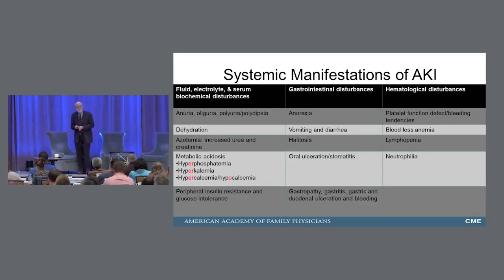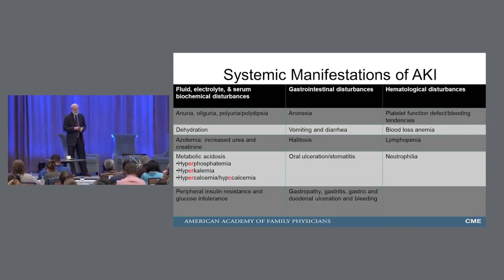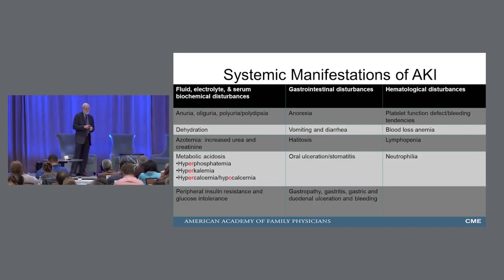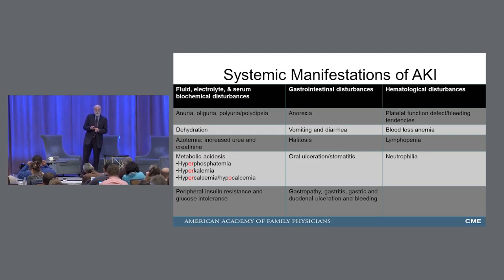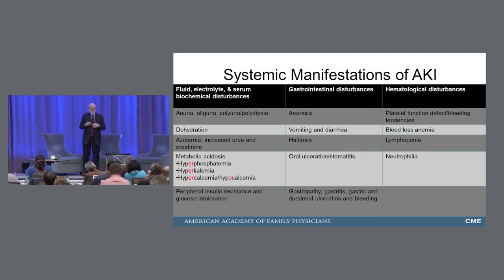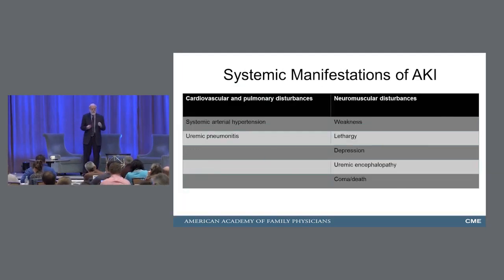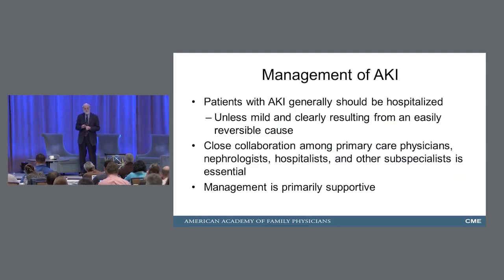It's a good group. You see a lot of electrolyte problems in AKI. It's usually the hypers, not the hypos. Hyperphosphatemia, hyperkalemia, typically hypercalcemia. Patients are dry. You see a lot of GI symptoms, anorexia, nausea, and vomiting. Hematologically, you tend to see almost a pancytopenia. There is hypertension, a lot of weakness and lethargy, and eventually encephalopathy, coma, and death. But we hope never to get that far.